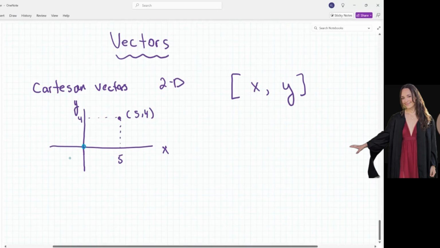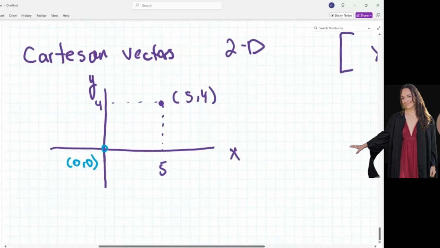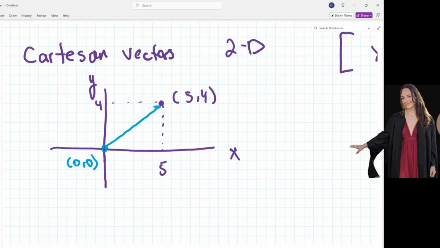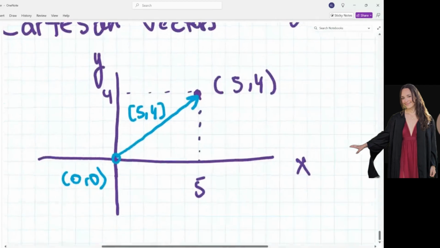So we're going to start at the origin, which is 0, 0, and then we're going to draw an arrow from the origin all the way to our point over here. So now this has turned into vector [5, 4]. So this is now a Cartesian vector.